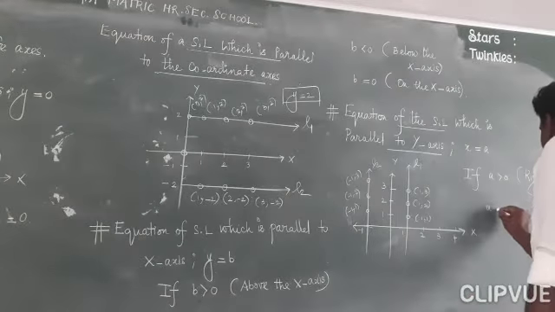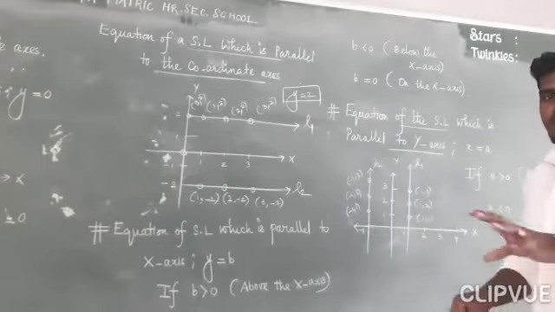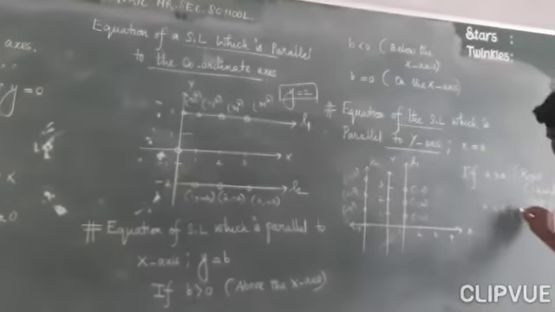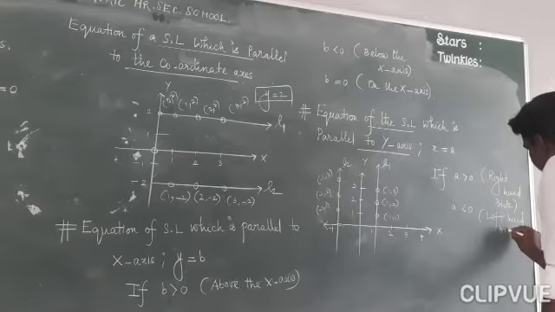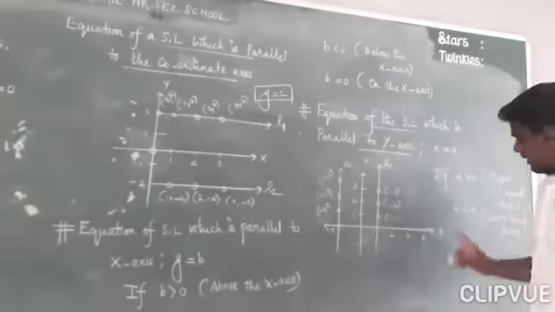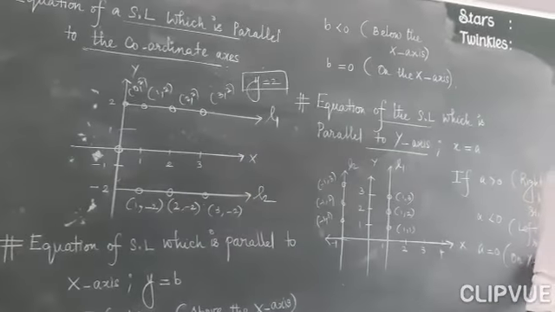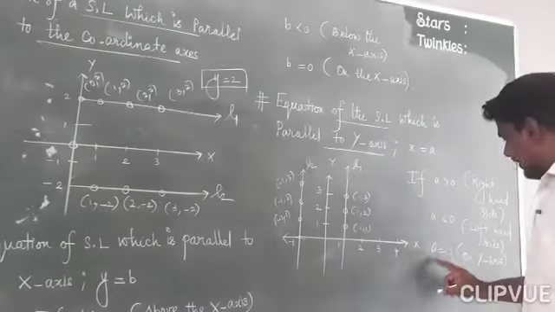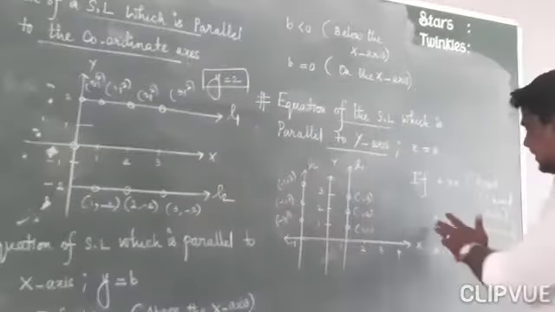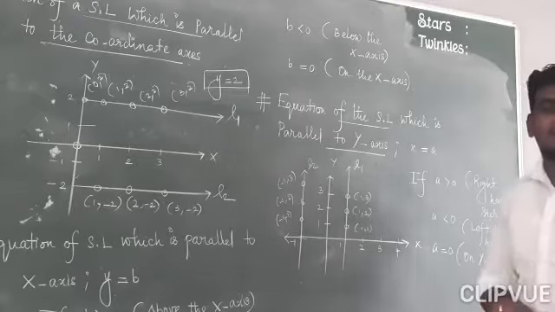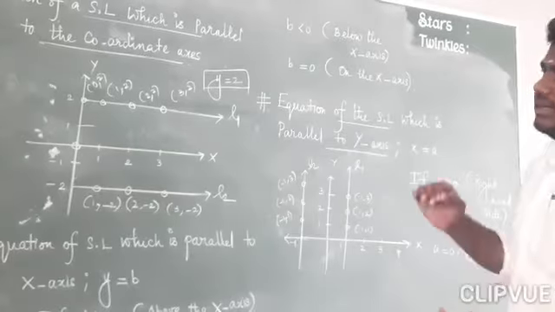So if a is less than 0, because a value of minus 1 is less than 0, you know very well, a less than 0 means left hand side of the y-axis. If a is equal to 0, it is on the y-axis. So a greater than 0 means right hand side of the y-axis. A less than 0 means left hand side of the y-axis. I hope you understand this. These are very important. Let us move to the next one.